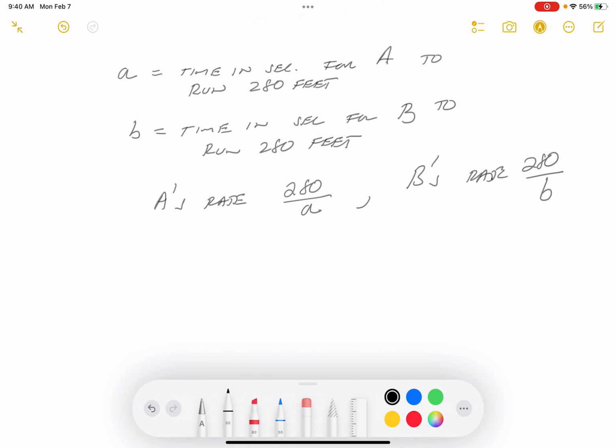All right, let's talk about the first race. In the first race, what I know is that in the same amount of time A runs 280 feet, whereas B runs, well, what would B run? He's given a head start, right? So in the first race, A ran 280 feet, but in the same time, since B was given a head start of 70 feet, B ran 210 feet.